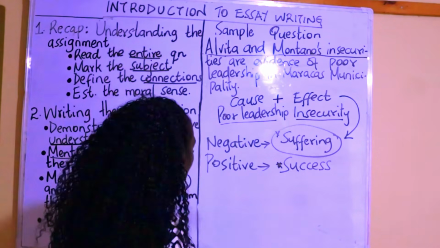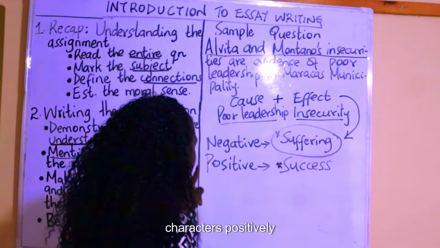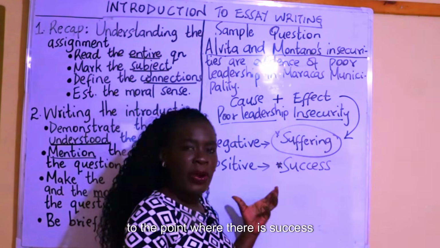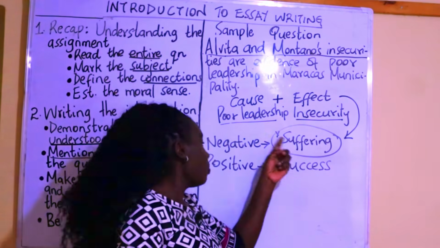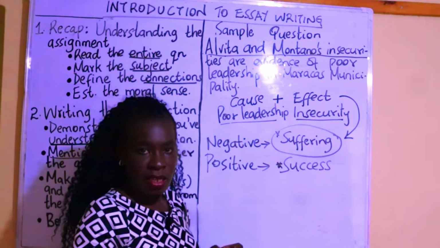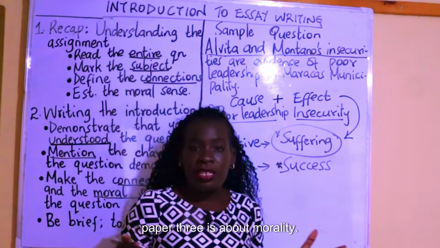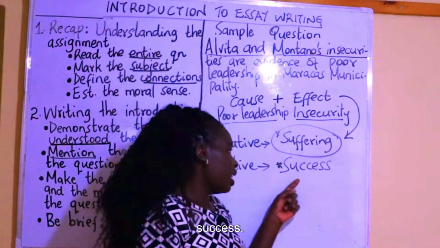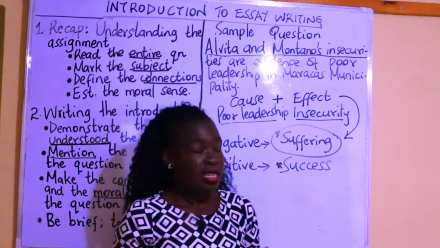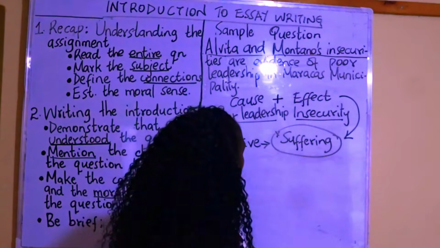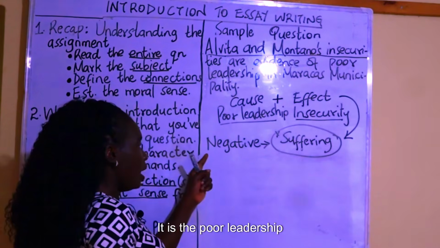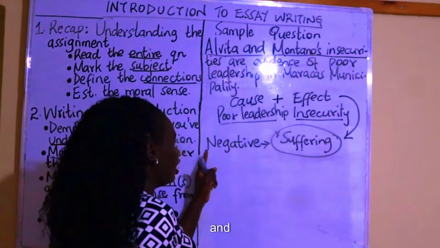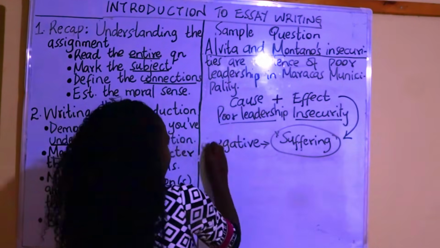Then, questions that tackle characters positively must be discussed to the point where there is success because of that positivity. Hence, we said paper 3 is about morality. Good deeds rewarded, success. Bad deeds punished, the suffering. We've broken down the question. It is the poor leadership that brings insecurity among the children, and they suffer a lot for that.